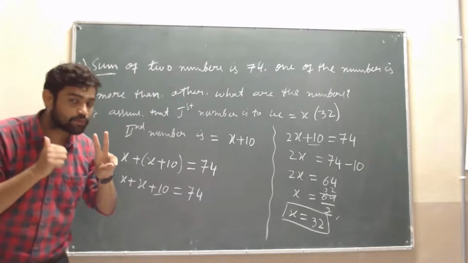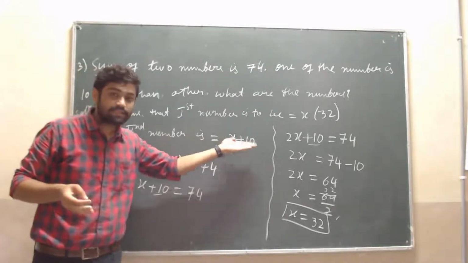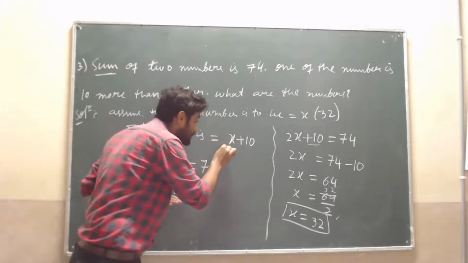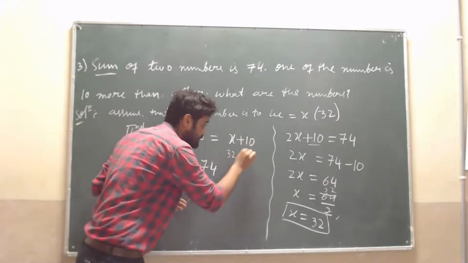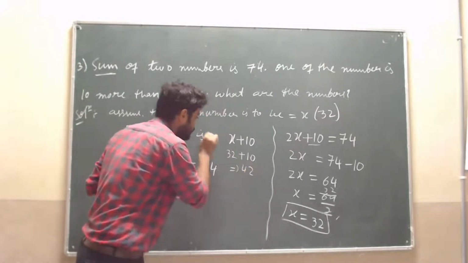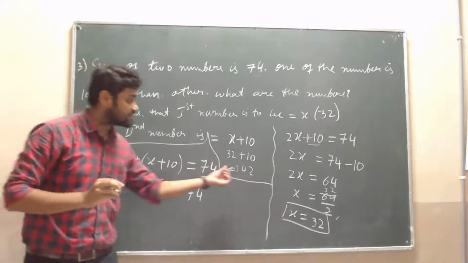But the second number, sir? See, the second number is x plus 10. What is the value of x we have? 32 plus 10. 32 plus 10 is 42.